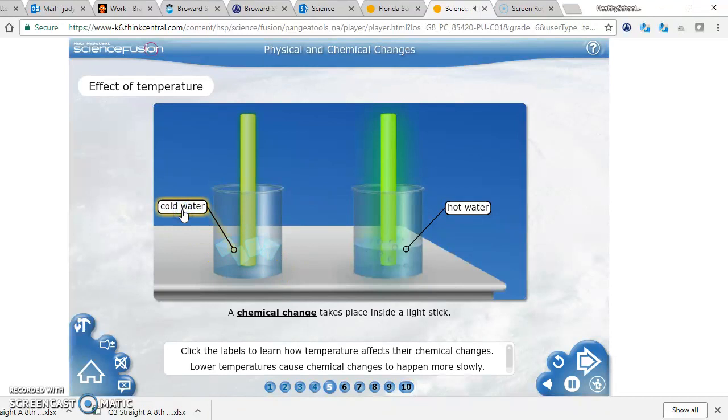Lower temperatures cause chemical changes to happen more slowly. The light stick glows much less brightly in cold water. Higher temperatures cause chemical changes to happen more quickly. The light stick glows very brightly in hot water.